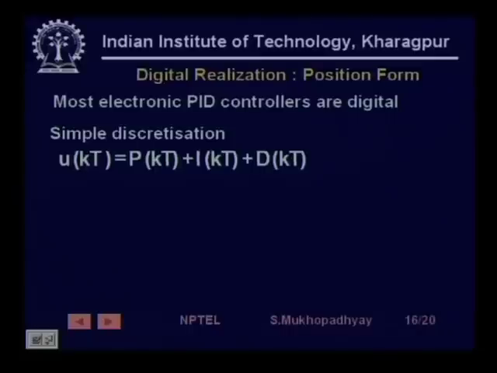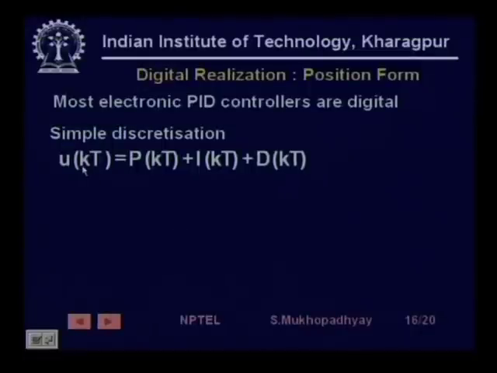In a digital controller we can compute inputs at certain instants of time. Those instants of time are called sampling instants. At the kth sampling instant, where the time value is k into T, the input again consists of 3 terms: a proportional value at kT, the integral value at kT, and the derivative value at kT. Now, the question is how do we compute these proportional, integral and derivative terms.